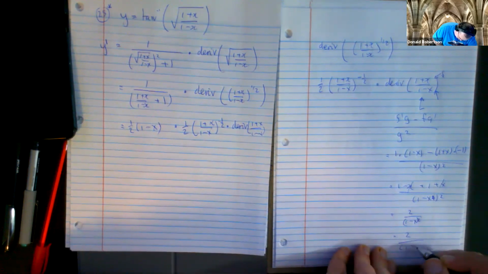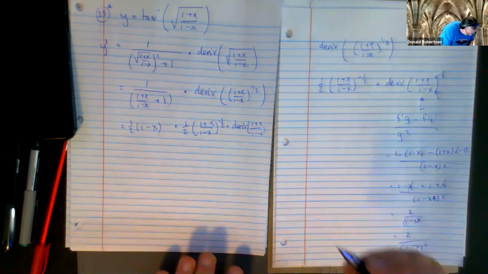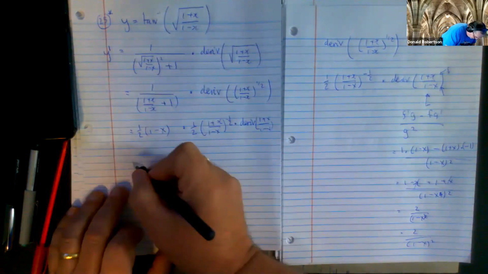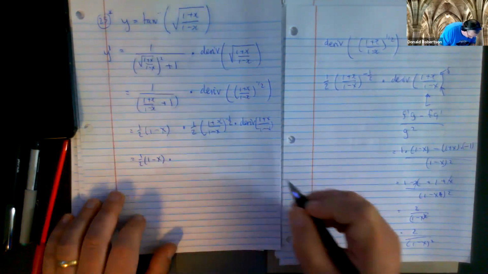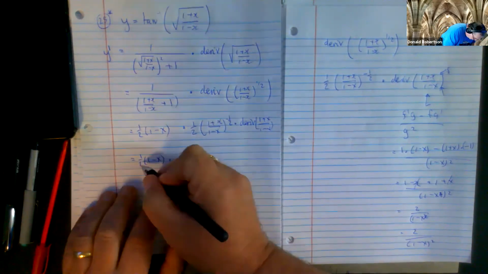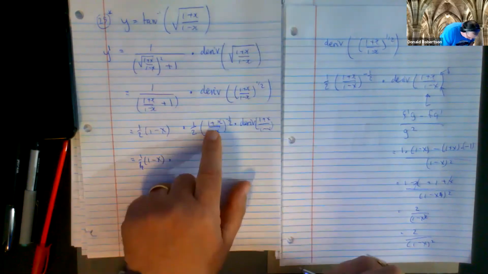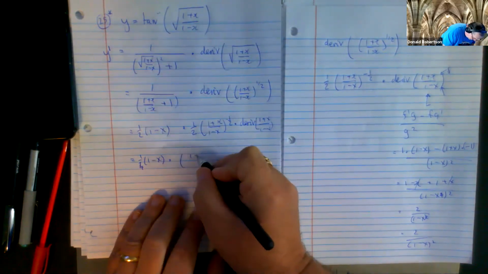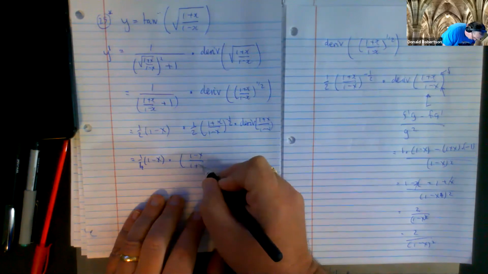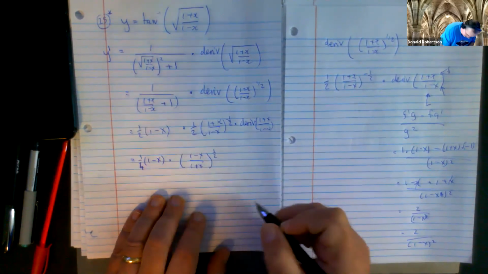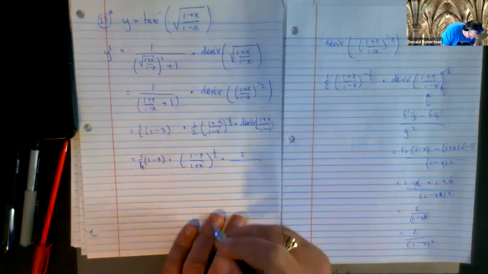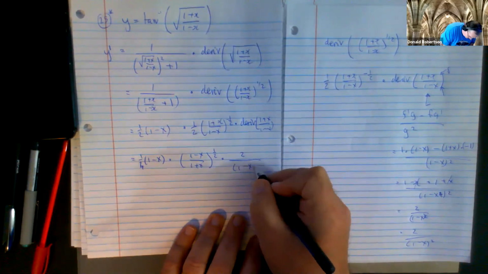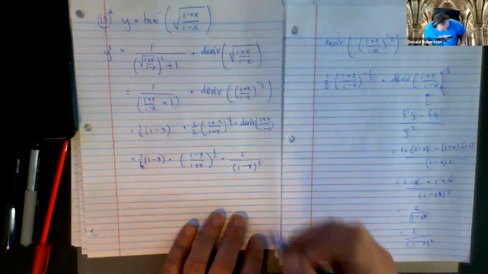I'll write it down again. It's that guy. So what do I have? I have a half, 1 minus x. I got another a half, so I guess I should turn it into a quarter. I got this fella, who I'm now going to call that guy. And we got this fella, who's now going to be called that guy.